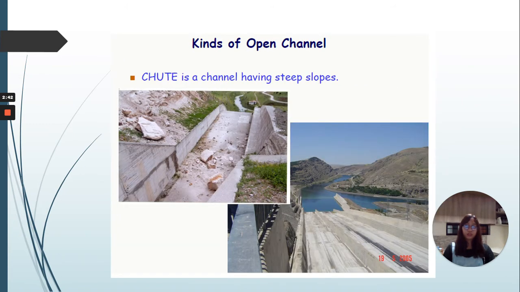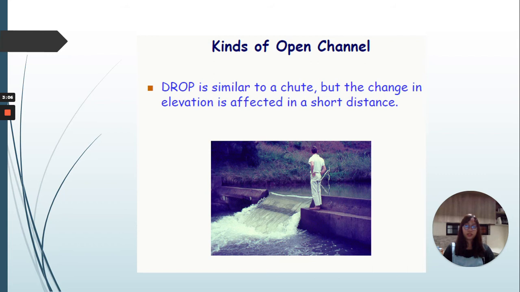Chute is a channel having a steep slope, and it is an inclined channel, as a tube or a shaft, for conveying water, grain, and etc. to a lower level. And the next one is a drop. It is similar to a chute, but the change in elevation is affected in a short distance.